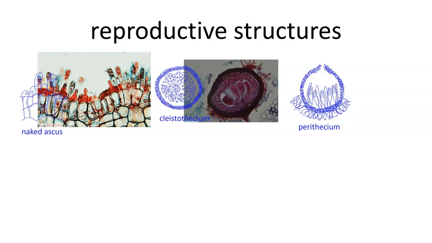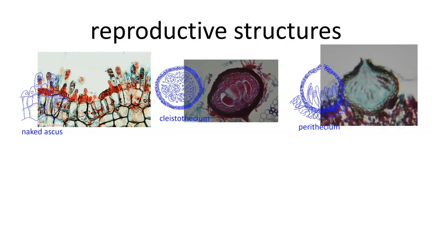We could have a perithecium. A perithecium is flask-shaped. You can see the opening on the top. The opening is called an ostiole. It's a little pore out of which things come. And if we look at that in a photographic manner, we see something like this. And you can see the asci down at the bottom, and they all kind of point towards the opening in the flask.